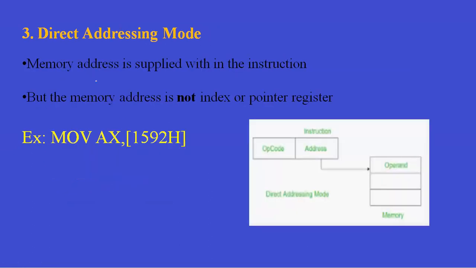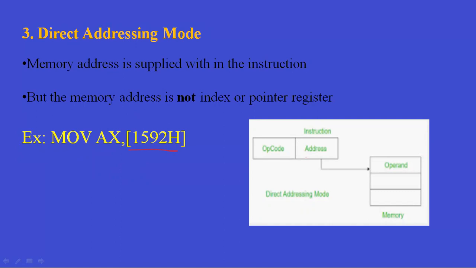The third one is direct addressing mode. So memory address is supplied with the instruction. So memory address is not an index or pointer register. So here this is an example. AX, and within the square bracket, some number is there. So first, immediate addressing mode, without the square bracket, is data. So within the square bracket, some number is here, means it is called the address.